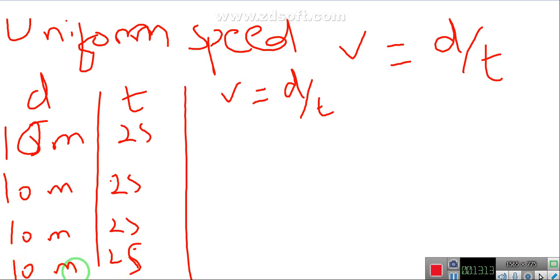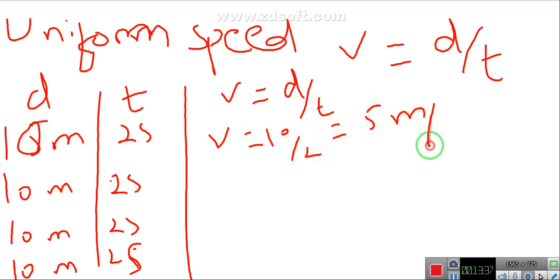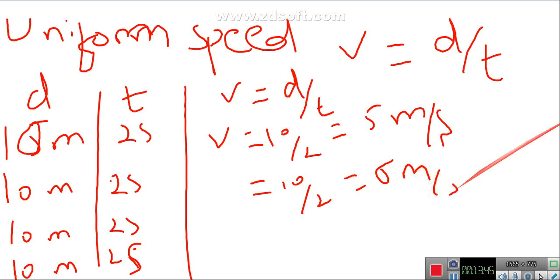So in equal intervals of time, the object will cover equal distances. What is uniform speed? In equal intervals of time, the object will cover equal distances. So now we can find the speed. Speed is 10 by 2, which is equal to 5 meter per second. Then again 10 by 2, 5 meter per second. If you can see, your result is the same, your result is constant.